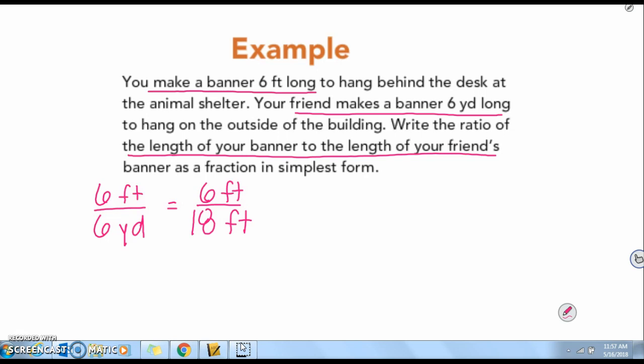Now, the last part of our question tells us to write our answer in simplest form. So we have 6/18. 6 and 18 share a common factor of 6, so that's going to simplify to 1/3. So the ratio of the length of your banner to the length of your friend's banner is 1/3. That means that your friend's banner is 3 times the length of your banner.